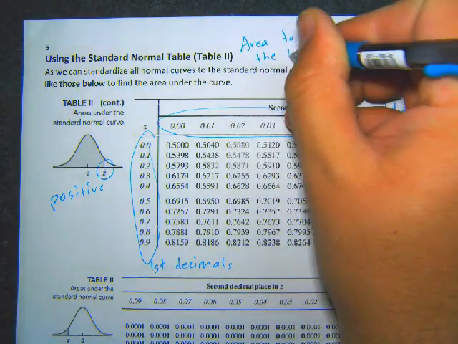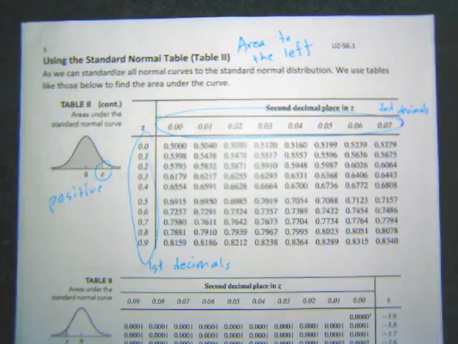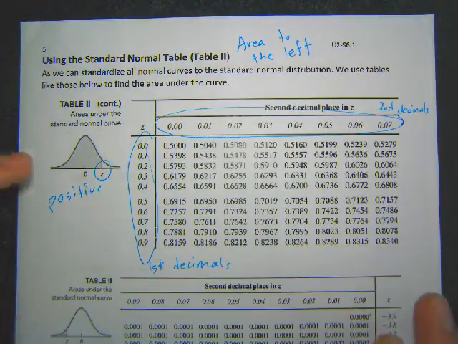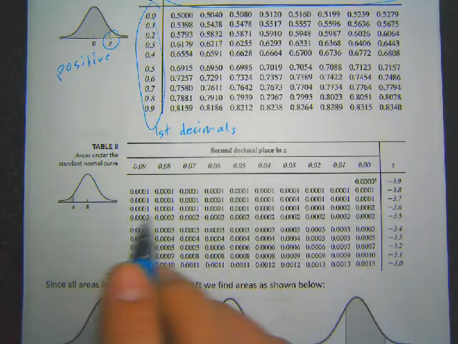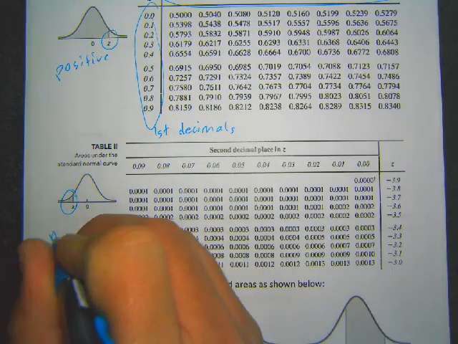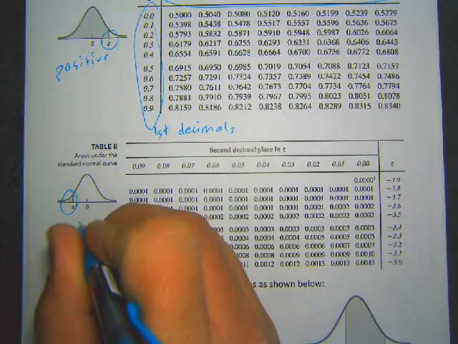Important thing to remember the whole time you're working with this chart: the table is always giving you area to the left. That was the positive side. The table has two sides, and this is only part of it. I'll show you the whole table here in a second. But the other side, you'll notice, is the negatives. This is going to be values below 0, so these are going to be negative.